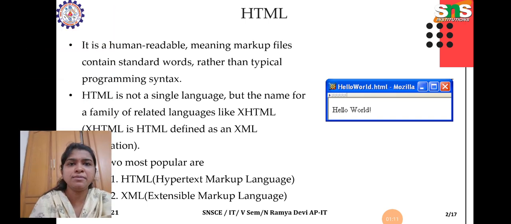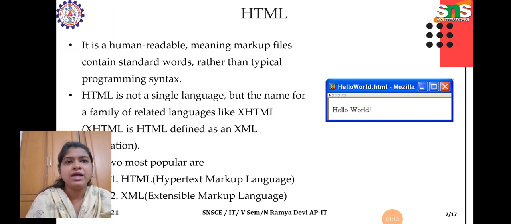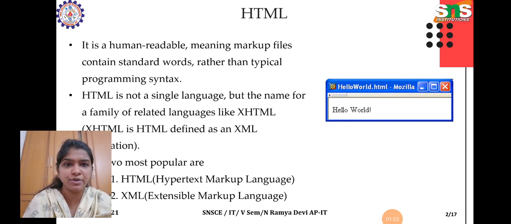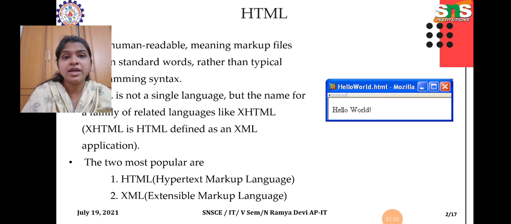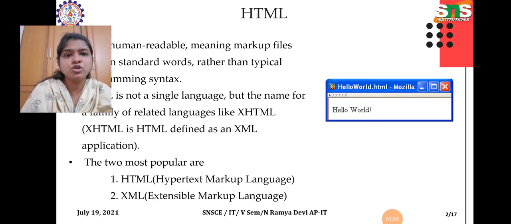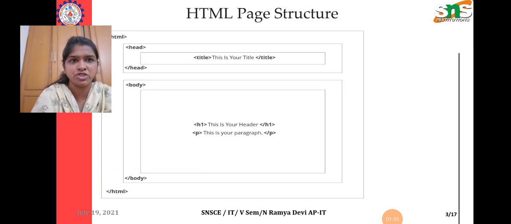HTML is human readable, meaningful markup; files contain standard words rather than typical programming syntax. HTML is not a single language but the name of a family of related languages like XHTML. XHTML is HTML defined as an XML application. The two most popular are HTML, which is Hypertext Markup Language, and XML, which is Extensible Markup Language.